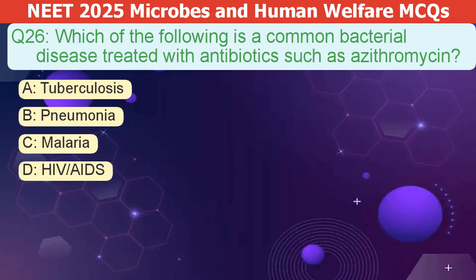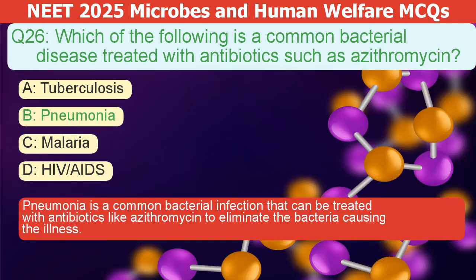Which of the following is a common bacterial disease treated with antibiotics like azithromycin? A. Tuberculosis. B. Pneumonia. C. Malaria. D. HIV, AIDS. The correct answer is B. Pneumonia is a common bacterial infection. It can be treated with antibiotics, like azithromycin, to eliminate the bacteria causing the illness.